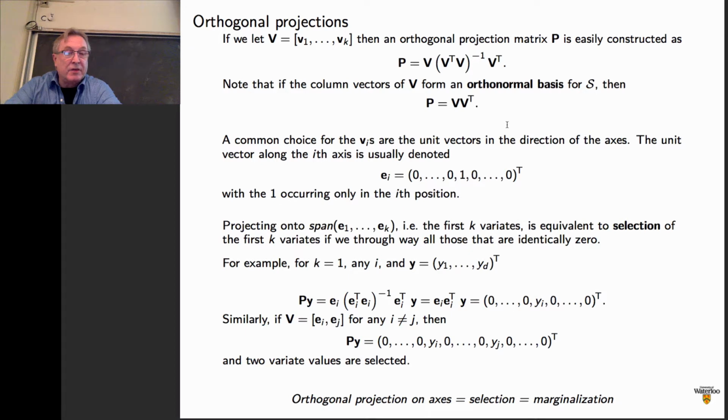And that should look familiar. That should look like a regression projection operator if you've taken a course in regression and linear models. Is that familiar to everybody? So if that is an orthonormal basis, P in fact looks kind of nice: it's just V times V transpose. That is, if V transpose V equals the identity matrix, the middle part disappears.